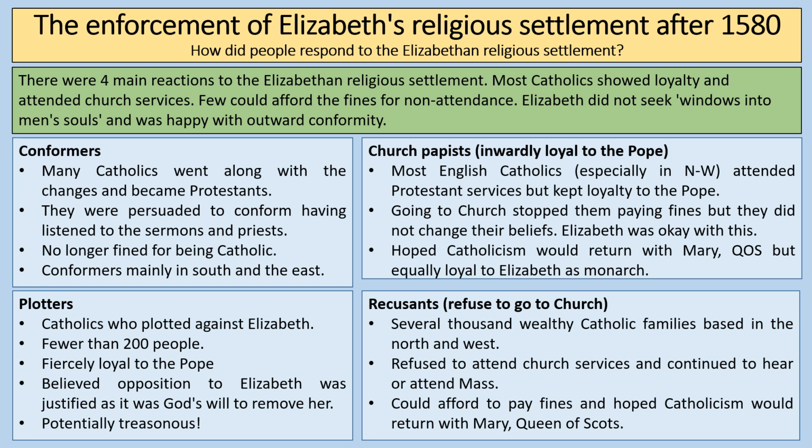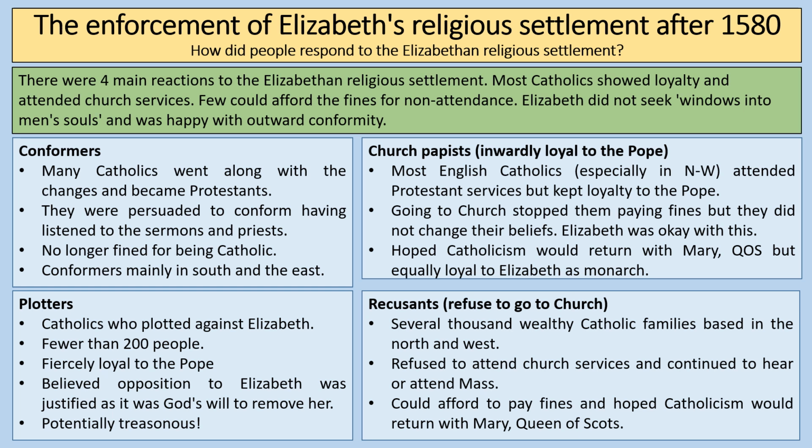Okay, so how did people respond to the Elizabethan religious settlement? Well, there were basically four main reactions to the Elizabethan religious settlement. Most Catholics showed loyalty and attended church services. Few could afford the fines for non-attendance, and as Elizabeth did not seek windows into men's souls, people were happy to outwardly conform. So one of the responses was to be a conformer.